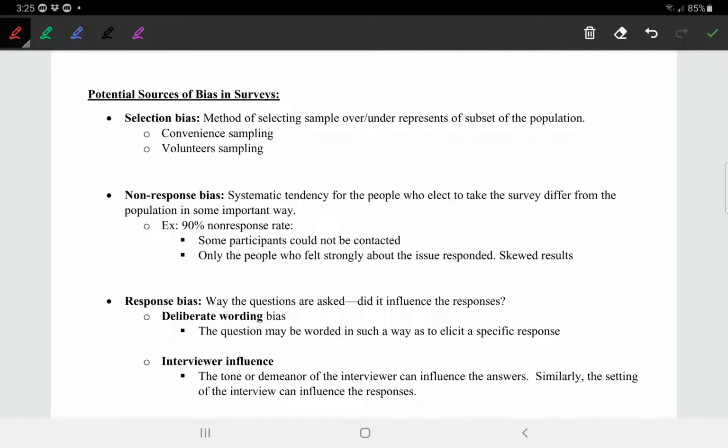The first one we're going to discuss is called selection bias. It's when the method of selecting the sample over or under represents a subset of that population, and you have introduced selection bias in the survey. Two ways this happens are convenience sampling, or if you just ask for volunteers.